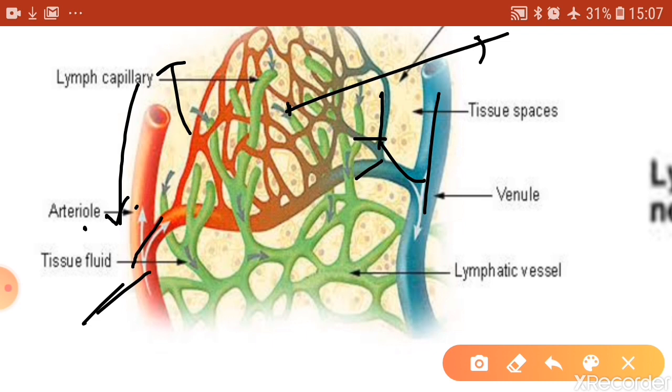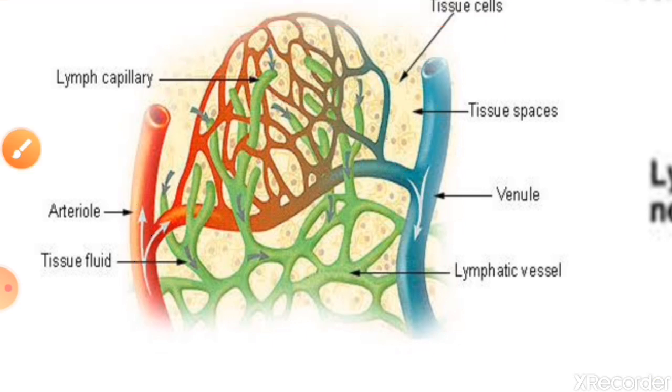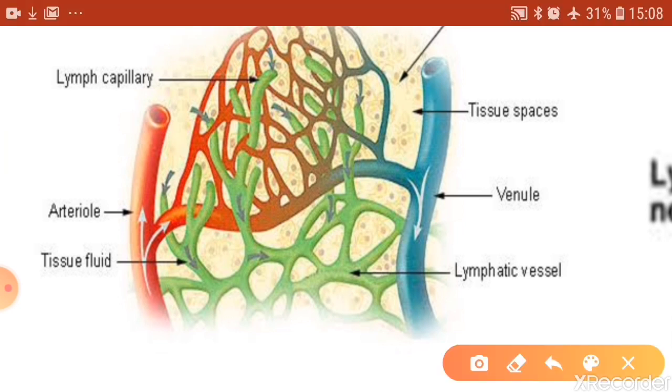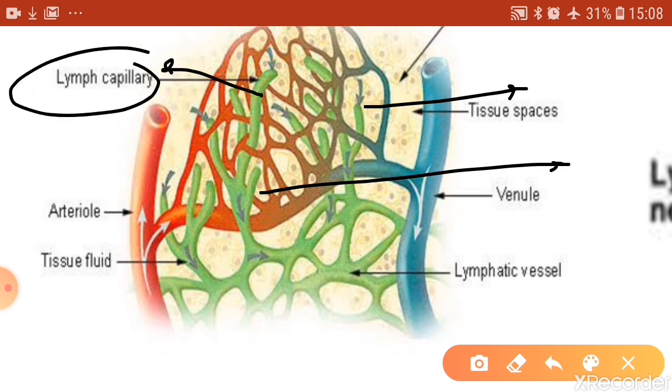Now in the tissue region there is a network of blood capillaries present, but apart from blood capillaries, in the same area you will find another kind of capillary, which is called the lymph capillary. Have a look at these green lines. These are the lymph capillaries. Now let us see what is the difference between a blood capillary and the lymph capillary.